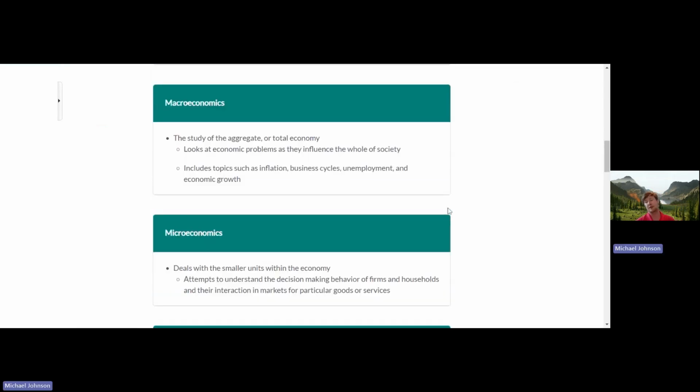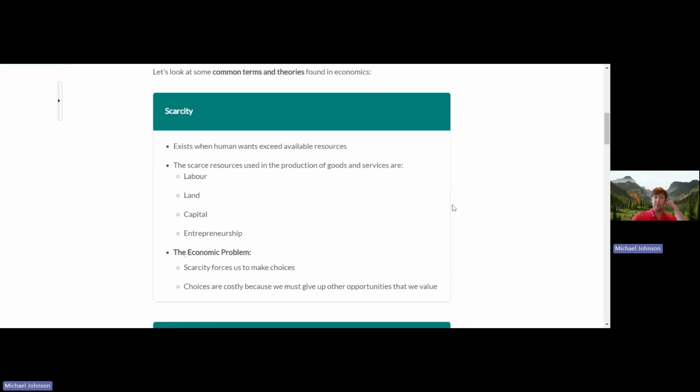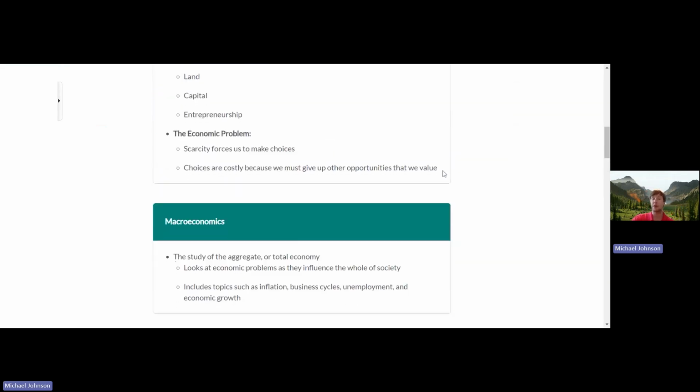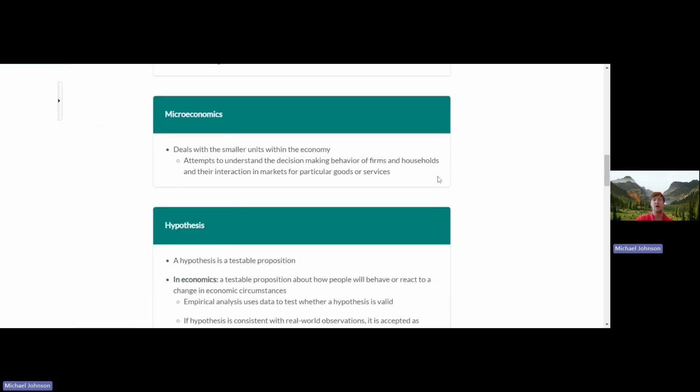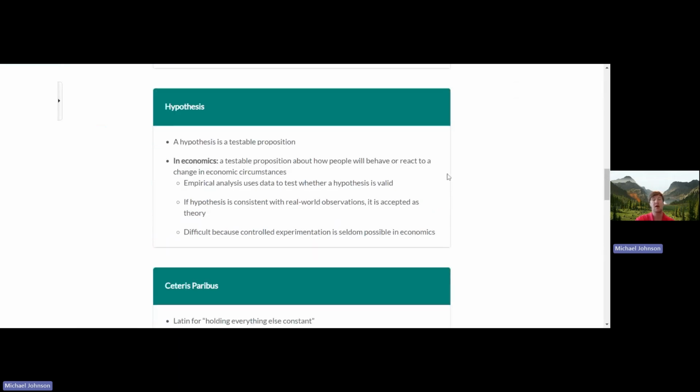And macroeconomics, so we only have limited resources, so we have to make choices on what we want to use them for. Macroeconomics looks at the whole economy, so like inflation, business cycles, unemployment, and economic growth. Microeconomics goes on the smaller units in the economy, so it's like transactions between people and businesses. So if you bought a coffee at Tim Hortons, that'd be part of it.